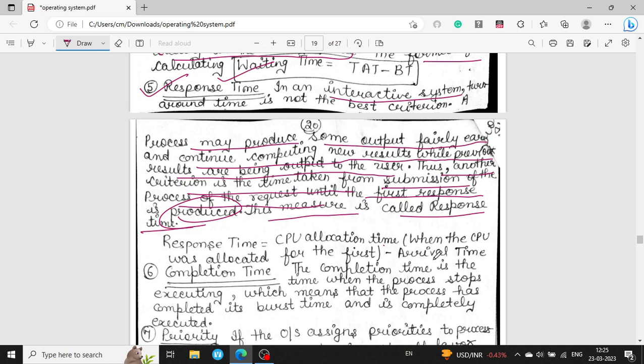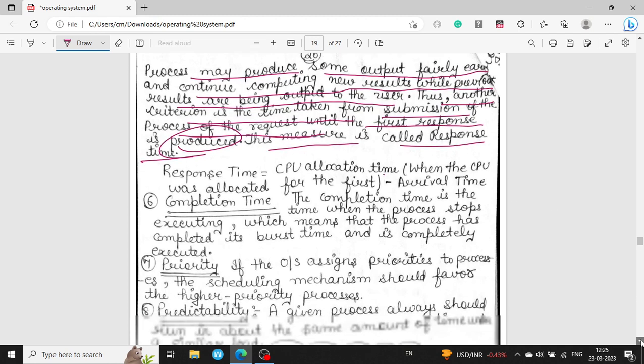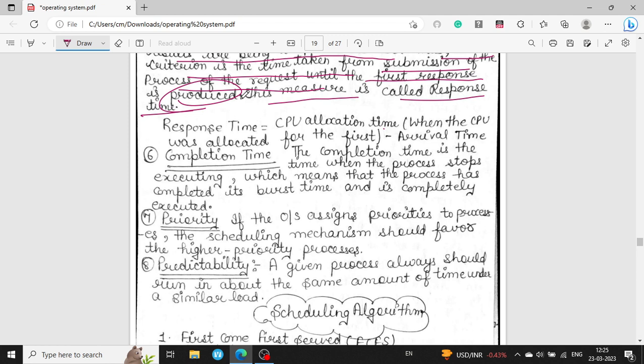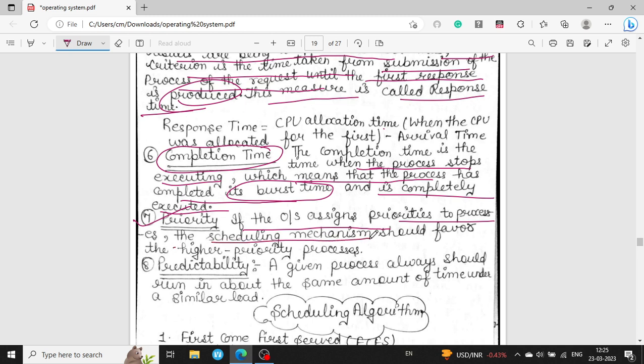Now next is completion time. The completion time is the time when a process stops executing, which means the process has completed its burst time and is completely executed. That is known as completion time. What is priority? If the operating system assigns priorities to processes, the scheduling mechanism should favor the higher priority process. Predictability: a given process should always run in about the same amount of time under a similar load.